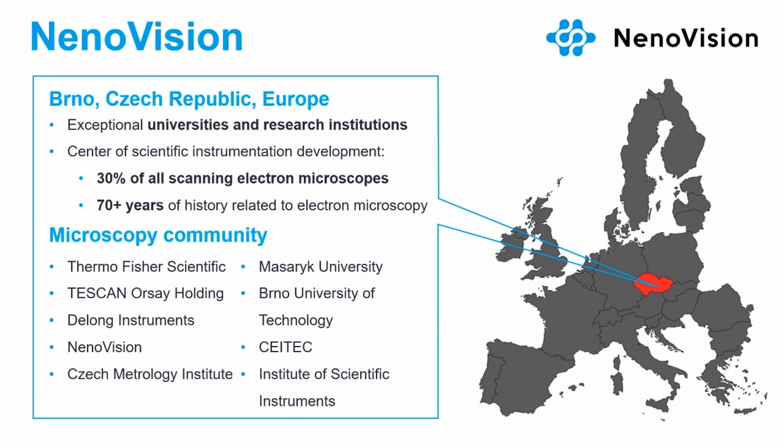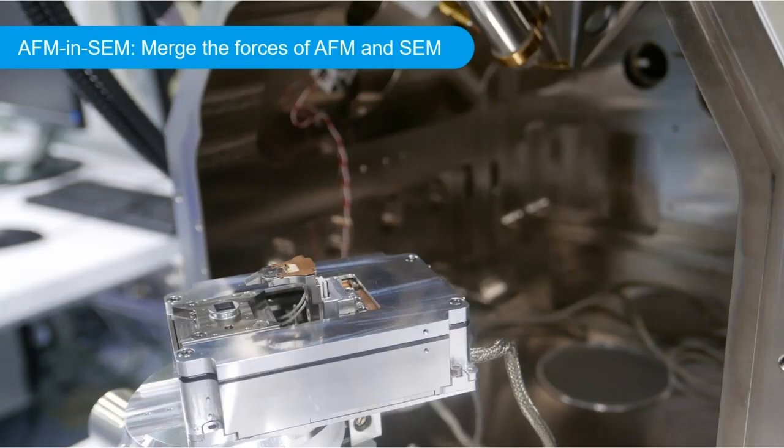I believe that thanks to that, we have a very strong microscopy community here in Brno, where companies like Thermo Fisher Scientific, Tescan Orsay Holding, Delong Instruments, also NanoVision and the Czech Metrology Institute are located, but also very strong universities such as Masaryk University, Brno University of Technology, etc.